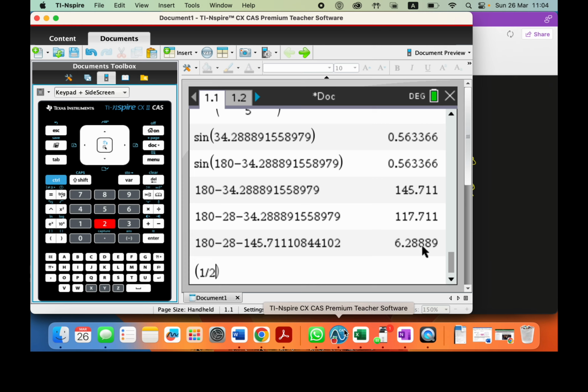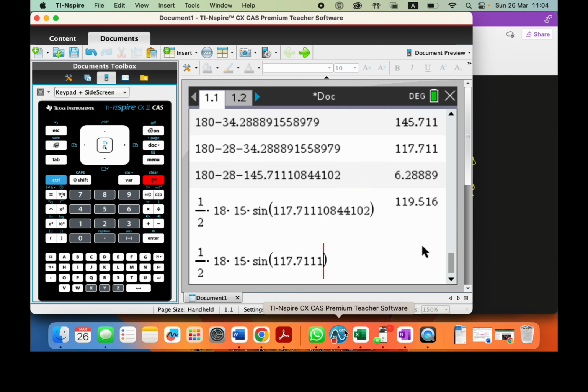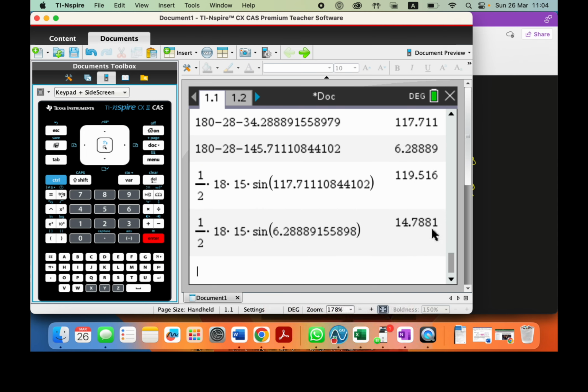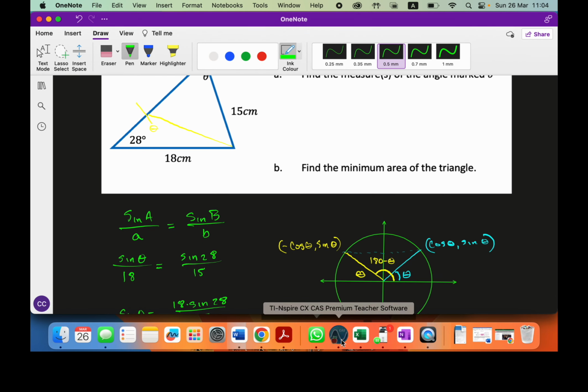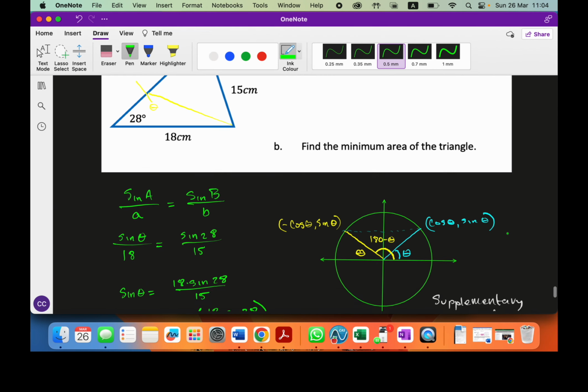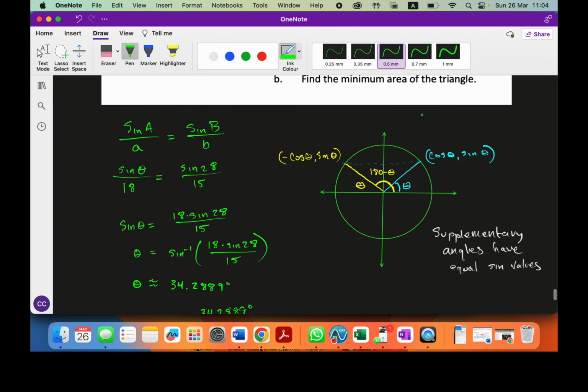So if I do 1/2 times 18 times 15 times the sine of this 117, I'll get that. And if I do the same thing, but this time I put in that 6.28, I get 14.8. So the minimum area of that triangle is going to be that. And again, it all comes back to the ambiguous case, because on the unit circle, sine is the same in quadrant 1 and quadrant 2. So we just have to find the supplement and we're good to go. I hope that's helpful.